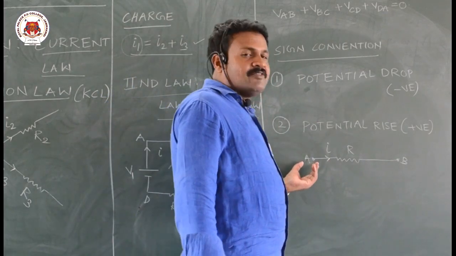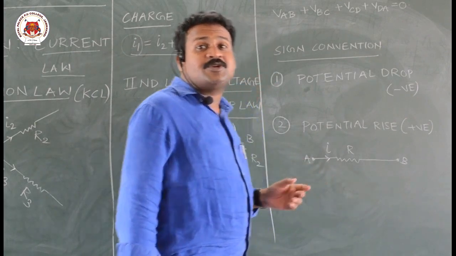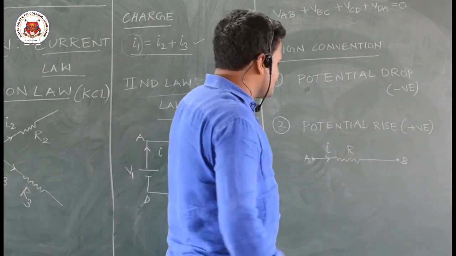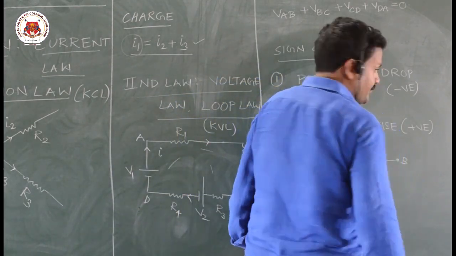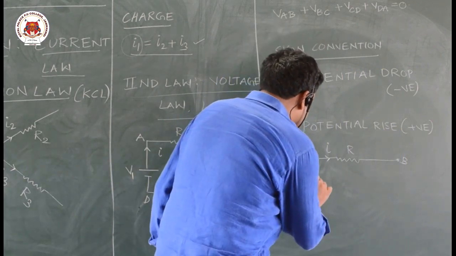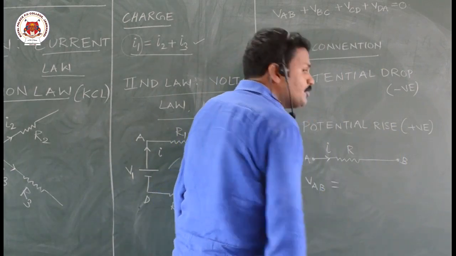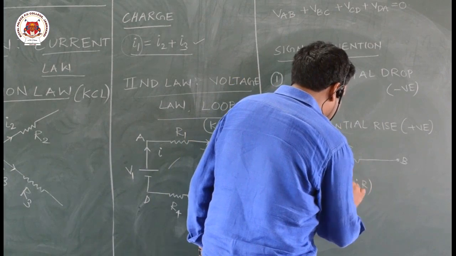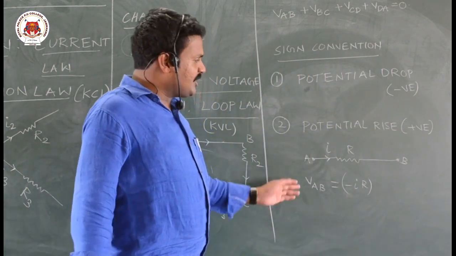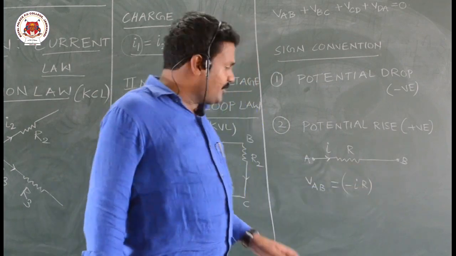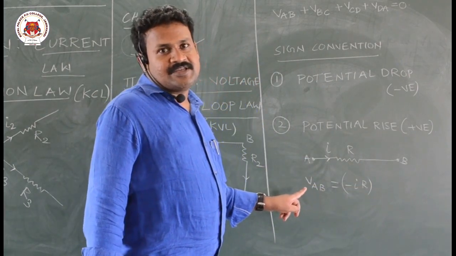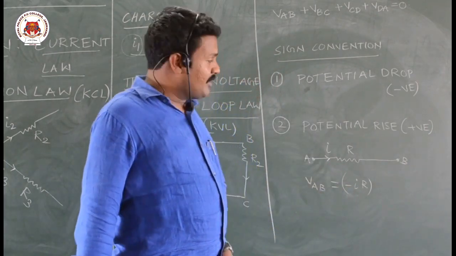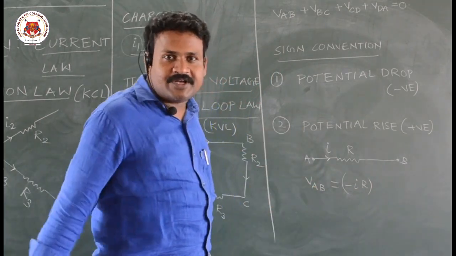We always know that current always moves from high potential to low potential. Therefore A is at higher potential, B is at lower potential. So this is an example of potential drop. So the potential difference across this AB, according to Ohm's law, V is equal to IR, I have to write as minus IR. Inside a resistor, in the direction of current, potential decreases, so you have to take potential difference as negative. Opposite to the direction of current, you have to take it as positive.